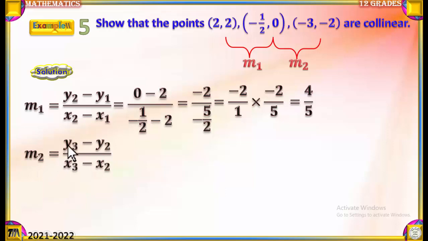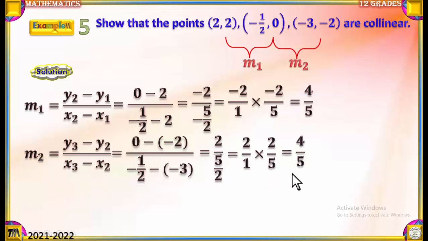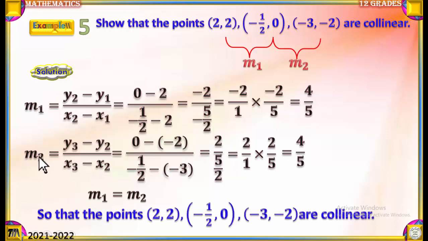M2 is equal to (y3 minus y2) over (x3 minus x2), then (minus 2 minus 0) over (minus 3 minus minus 1/2), which is equal to minus 2 over minus 5 over 2, which equals 2 over 1 times 2 over 5, which is equal to 4 over 5. Because M1 equals M2, these points are collinear.